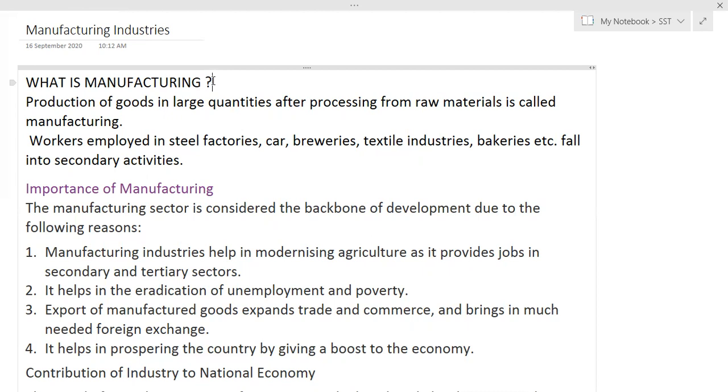So we have learned about the primary sector, secondary sector, and tertiary sector. Primary means all the agriculture. Agriculture is the primary activity. Let's take an example: cotton is grown by farmers, then taken to the industry, and then clothes are made. So this is a secondary process. So all the manufacturing work is involved in the secondary sector.